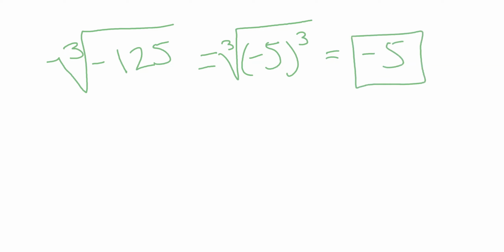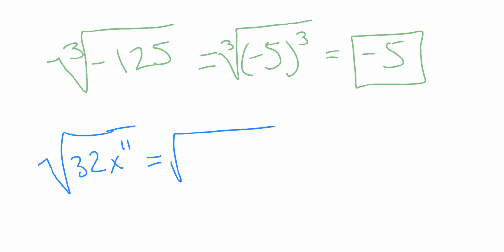And for our last example, we've got the square root of 32x to the 11th. And we'll do just what we did before. We'll break this down into factor pairs of 2. So 32 is going to be 2 squared times 2 squared times, let's see, is it just times 2 one more time? So 2 times 2 is 4 times 4 times 2. Yeah, so 32 is 2 squared times 2 squared times 2.